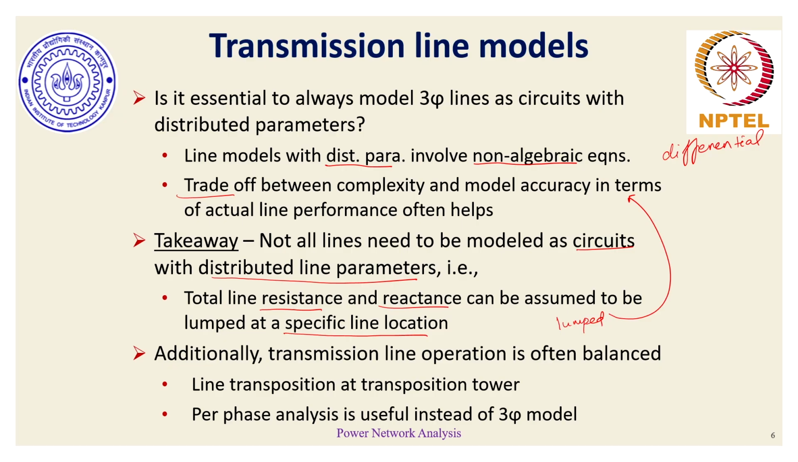Also, we have understood in the previous module that transmission line operation is often balanced thanks to line transposition at the transposition tower. And since it is mostly balanced thanks to transposition, we could also have our per unit analysis or per phase analysis instead of analyzing the entire three-phase circuit. So our focus would be on understanding where we should use distributed parameters, where we should use lumped parameters, and using these distributed and lumped representations, how can we get the equivalent per phase model of the three-phase transmission line, because our transmission lines are often balanced in nature in terms of operation.